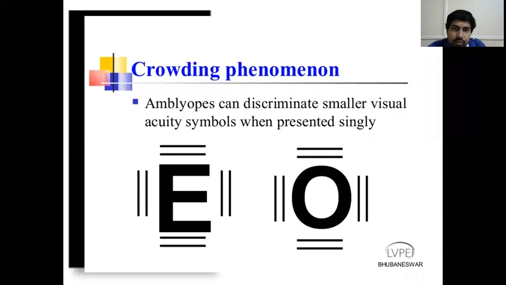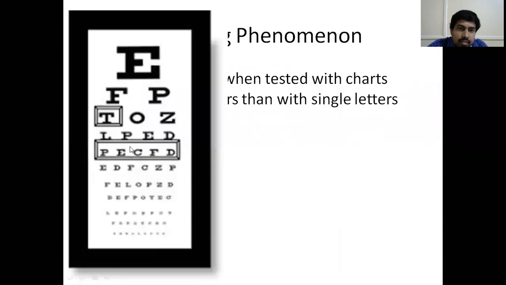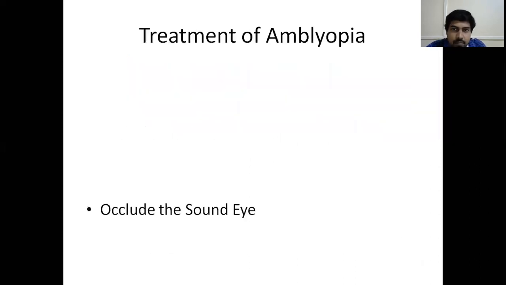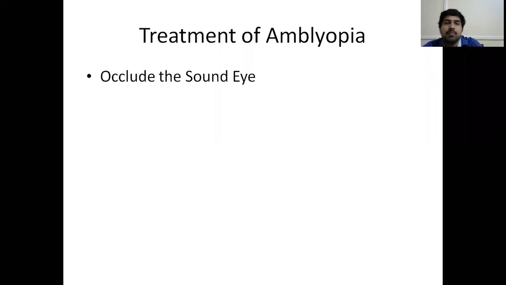This is known as crowding phenomenon. Amblyopes can discriminate smaller visual acuity symbols when presented singly. Suppose here, this E is there. If you show it in this Snellen's chart, you will not be able to identify this E. But if you show that E separately like this, you will be easily able to identify it. That is known as crowding phenomenon, which is seen in amblyopia. Okay. And then, what is the treatment for amblyopia?